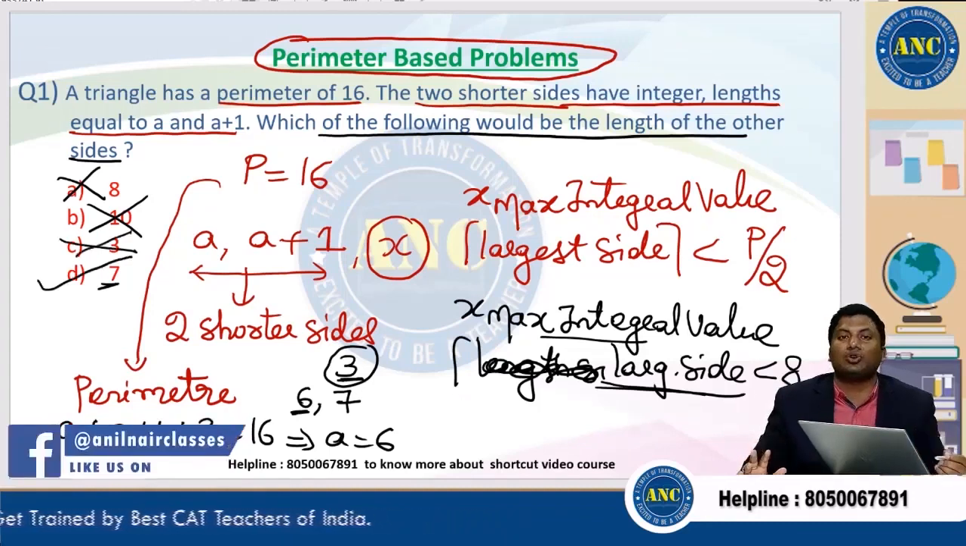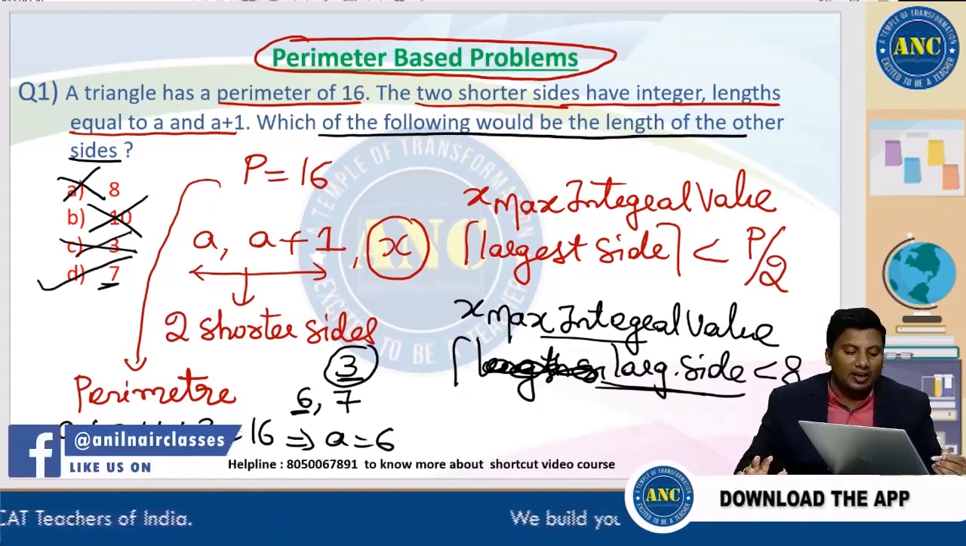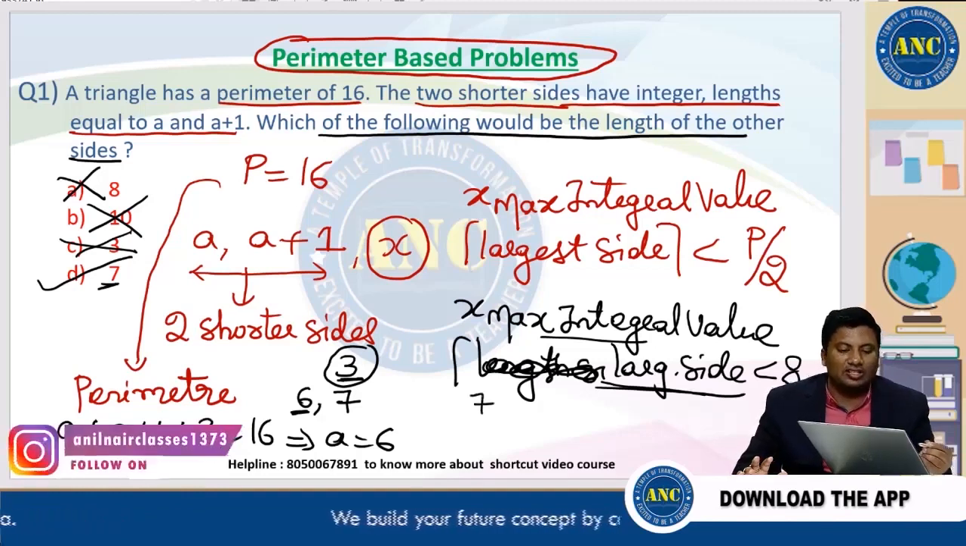What is the answer for this question? 7. I hope it is clear. Suppose it is 7. First is 7.